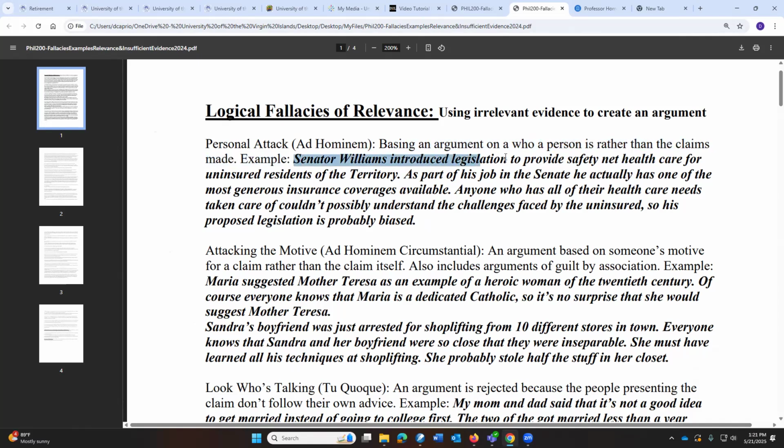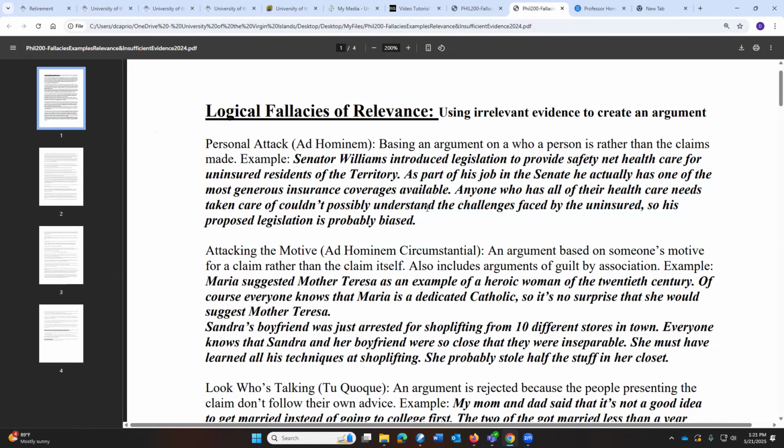Senator Williams introduced legislation to provide safety net health care for uninsured residents of the territory. Of course, as part of his job in the Senate, he actually has one of the most generous insurance coverages available. Anyone who has all their health care needs taken care of couldn't possibly understand the challenges faced by the uninsured. So his proposed legislation is probably biased. Now, just because somebody doesn't need health care doesn't mean that they don't understand what the challenges are of people who don't have health care, right?